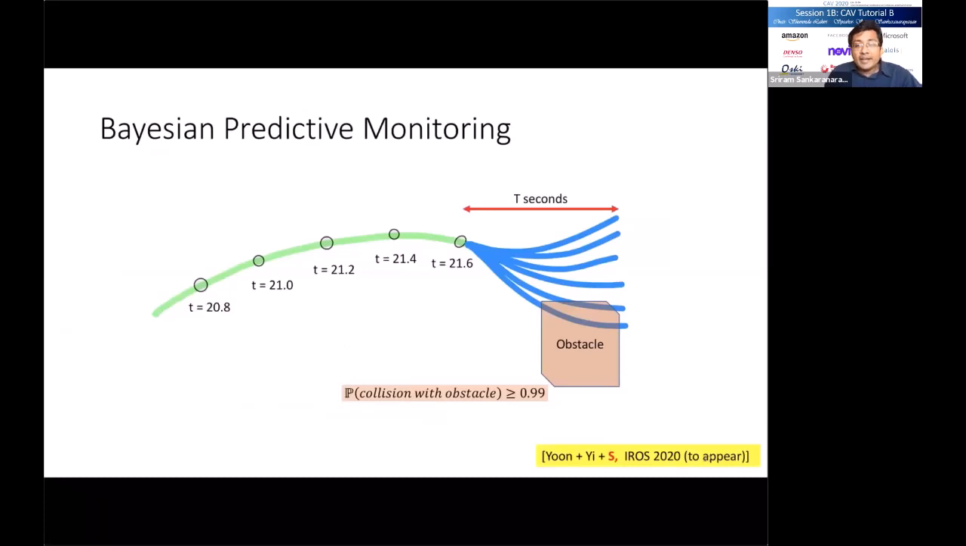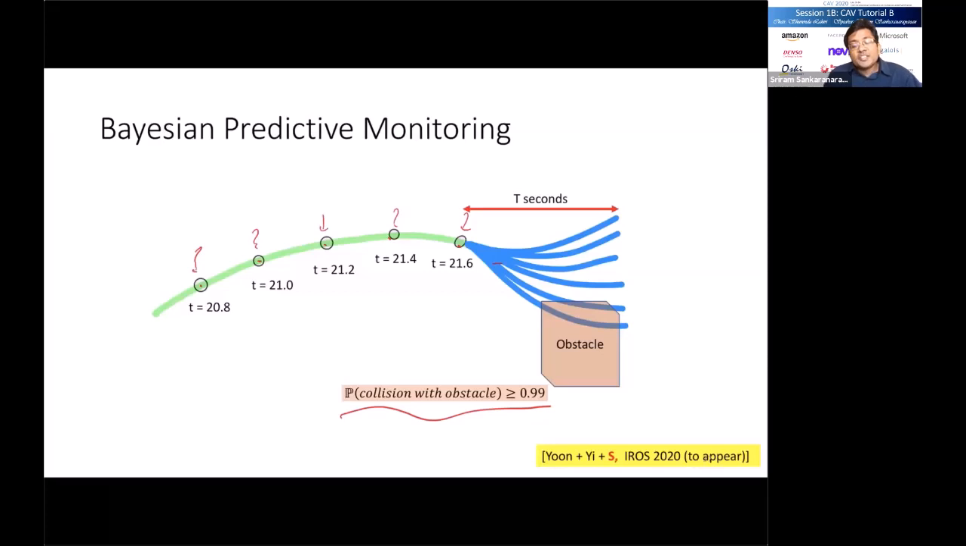So the idea here is if you know past measurements of positions of a UAV, the question is, can we write a probabilistic model that generates the future measurements, conditioning on these past measurements? Can we generate a distribution of future trajectories of this model and say that with some probability, you avoid a collision?